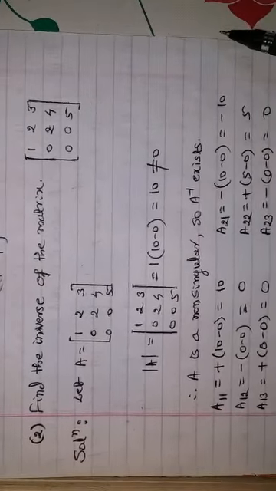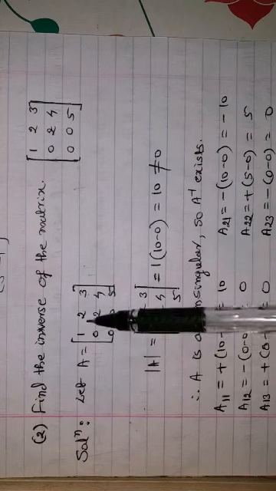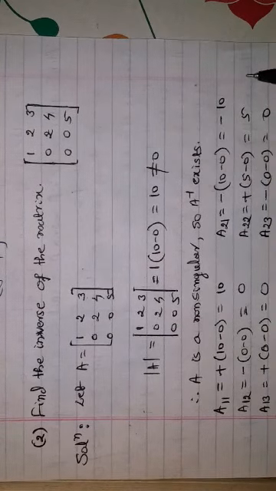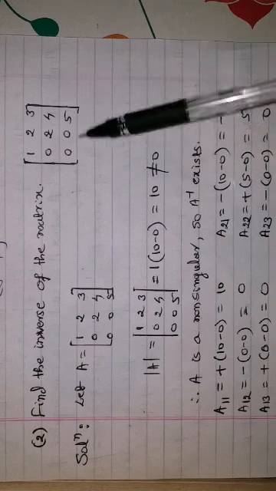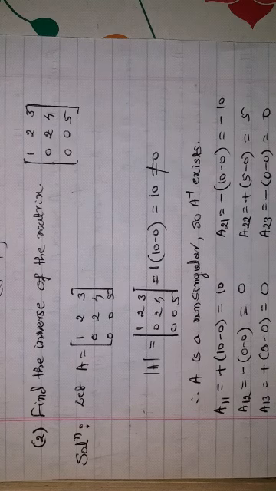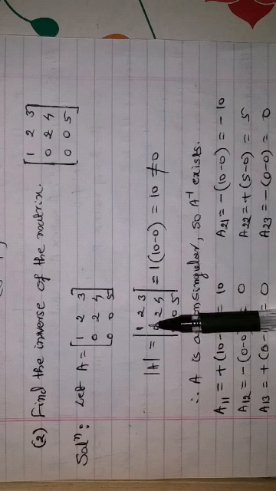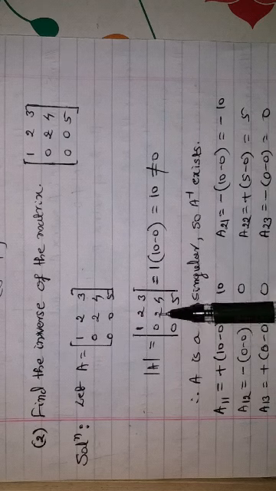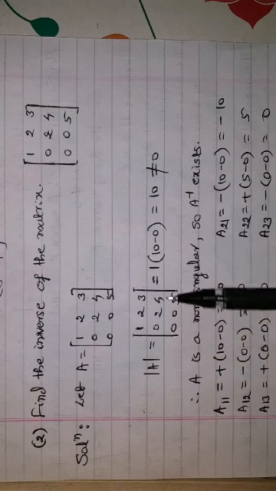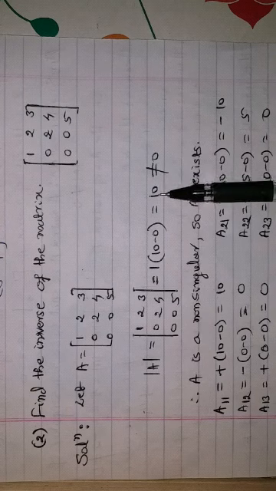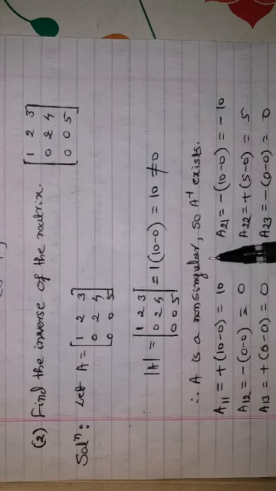The next problem is find the inverse of the matrix, a third order determinant: 1, 2, 3, 0, 2, 4, 0, 0, 5. So let A equal this. Then determinant of A is 1, 2, 3, 0, 2, 4, 0, 0, 5. First you find as usual the determinant value by using the determinant expansion method. Then the determinant value is 10. Therefore, A is non-singular.